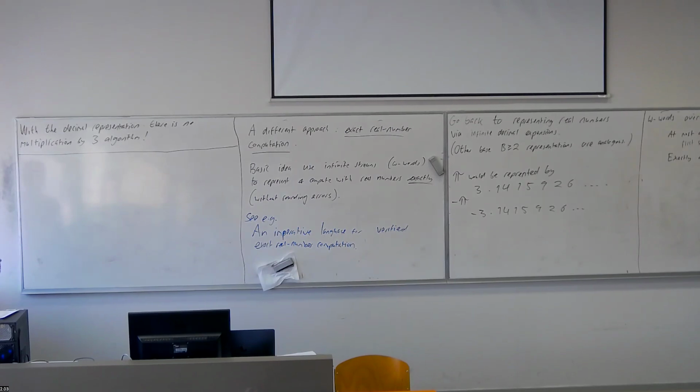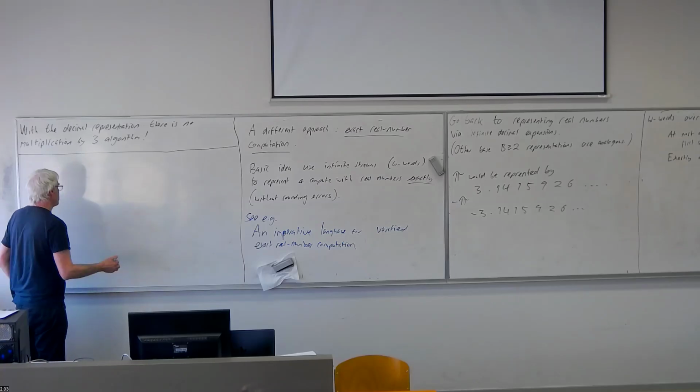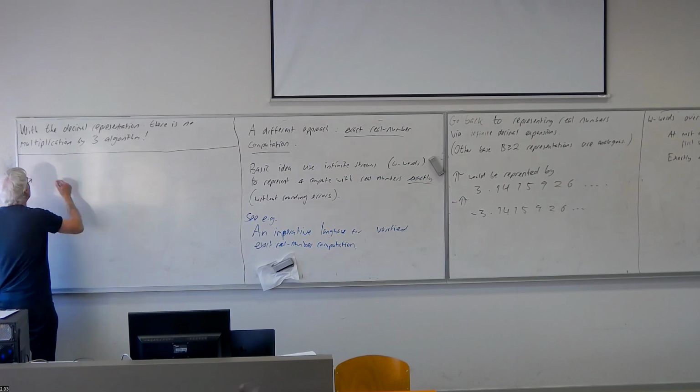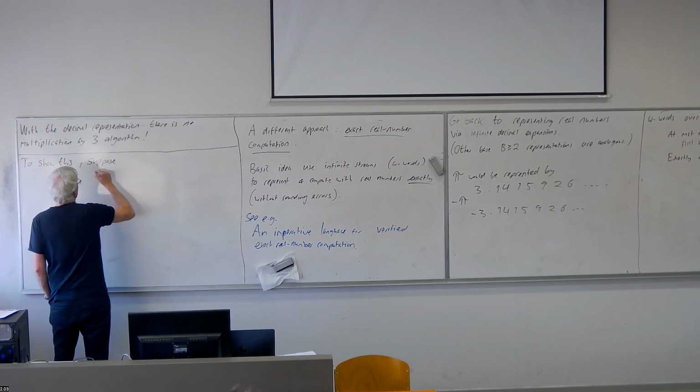So why not? Let's actually prove that there is no multiplication by 3 algorithm. It's not particularly difficult. So we'll suppose there is such an algorithm and we'll reach a contradiction.